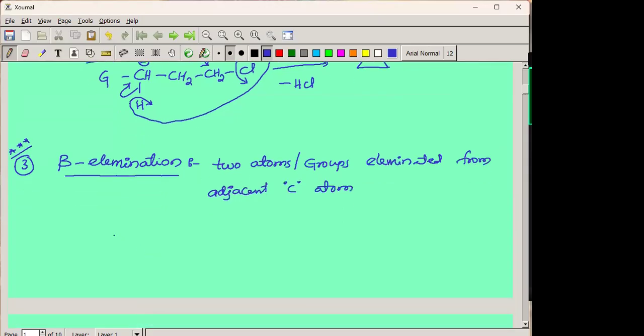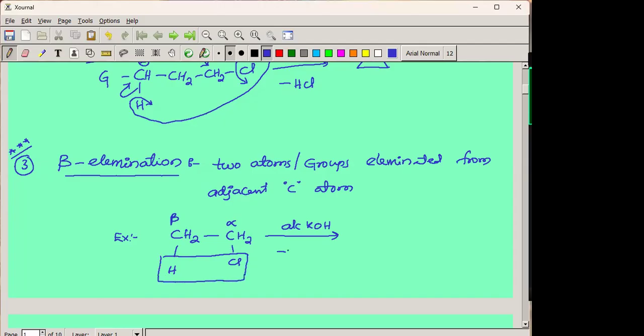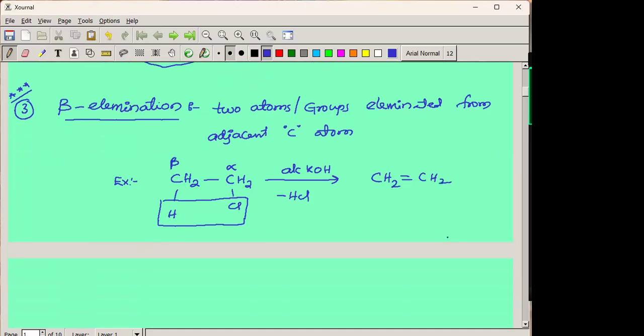Adjacent carbon atom. So as an example here, I'm going to take CH2, CH2Cl, and here it is hydrogen. So where I'm going to use alcoholic KOH. So in presence of alcoholic KOH only, this reaction will take place. So this is the alpha carbon atom, this is a beta carbon atom. From beta carbon atom, hydrogen, from alpha carbon atom, the chlorine will be eliminated. So simply the HCl is eliminated and it becomes CH2 double bond CH2. So this is a kind of beta elimination reaction.